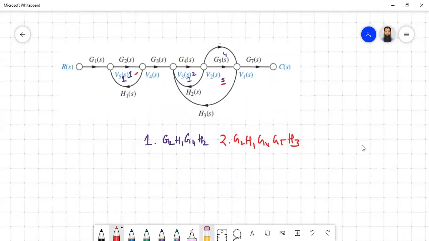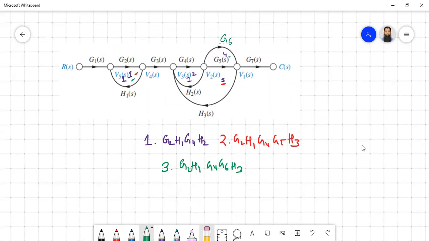Okay, and the fourth combination possible is again with this one and the fourth one. Sorry, the third combination. So we are going to get G2 H1, then you have G4, G6, the top one is G6, and H3. So is there any other two combination?